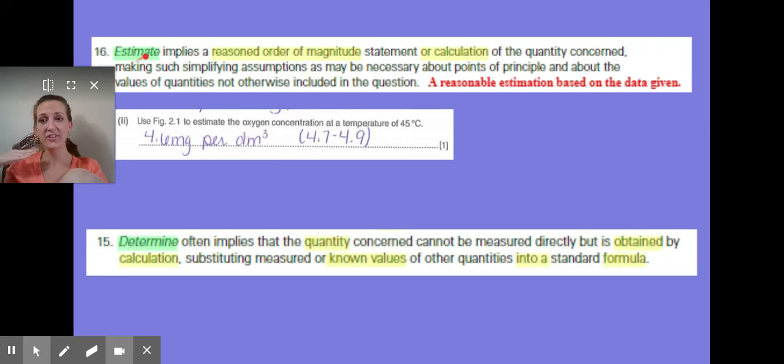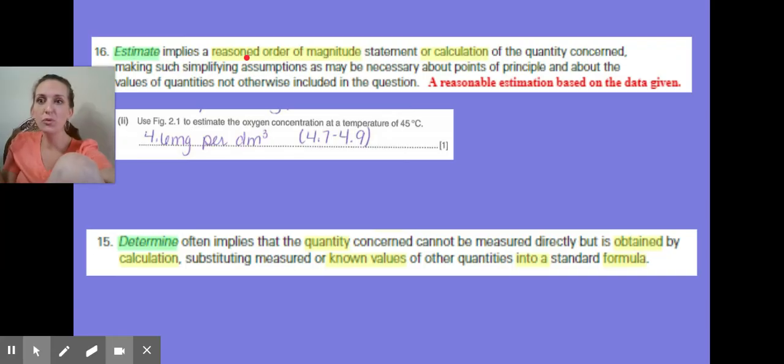Almost done. Notice that these numbers are flipped. This is 16. This is 15. So 16 is estimate. This means you need a reasoned order of magnitude, really just saying, give me a reasonable number. Nothing crazy. If I said estimate the temperature outside, I'm not expecting you to know, but you're probably going to say maybe 87. I haven't been outside, but it's not going to be 50.